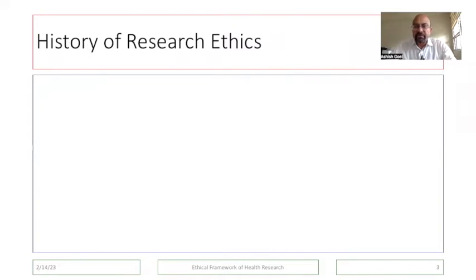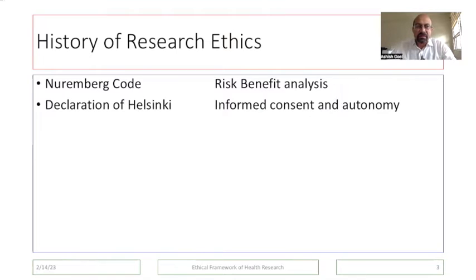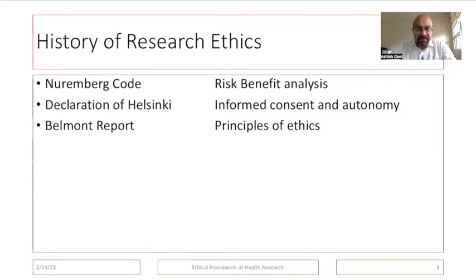To talk about the history of research ethics, there are just three things that you should remember. One is the Nuremberg Code, which was developed after the World War II experiments among the Nazis in the Nazi camps. It was the first time that a risk benefit analysis was proposed in cases of health research. The second important event was the Declaration of Helsinki, and this was the first time when they talked about autonomy and the process of informed consent.